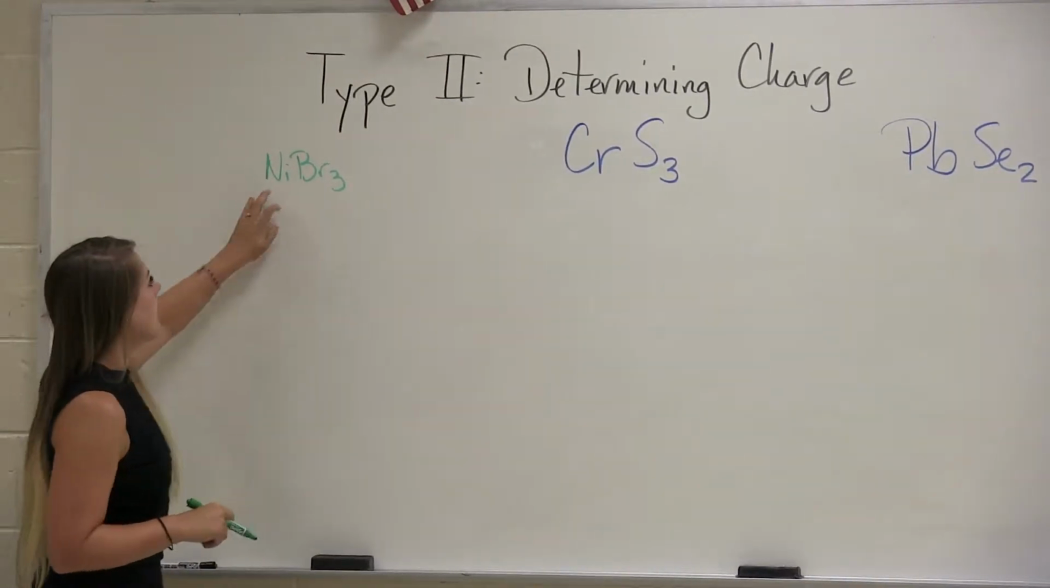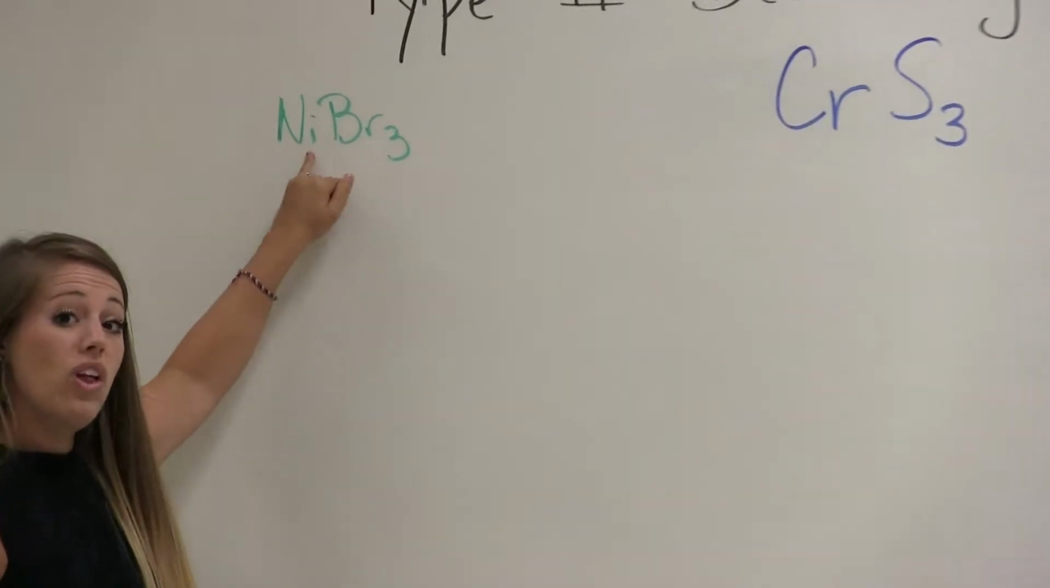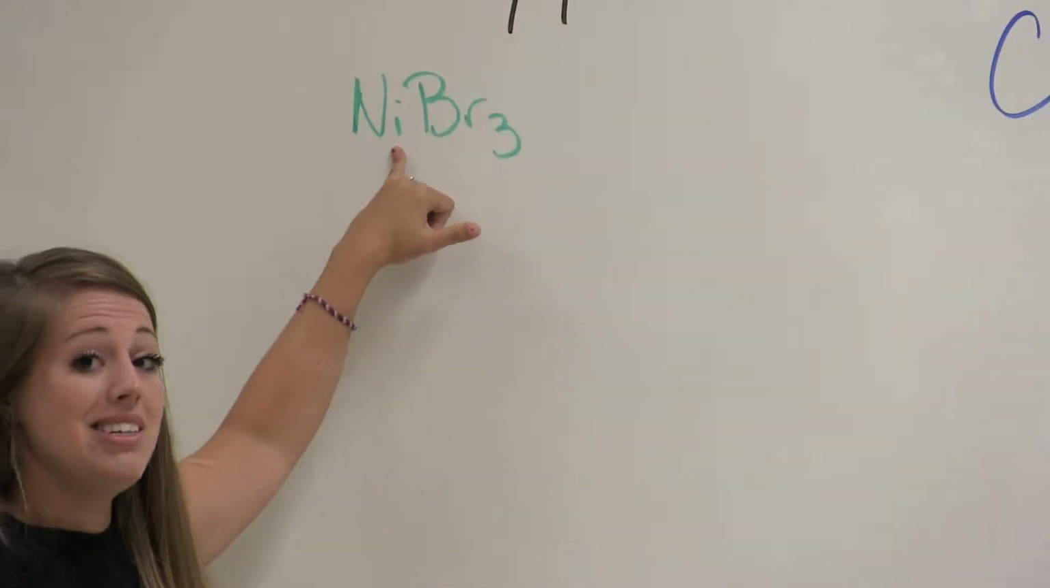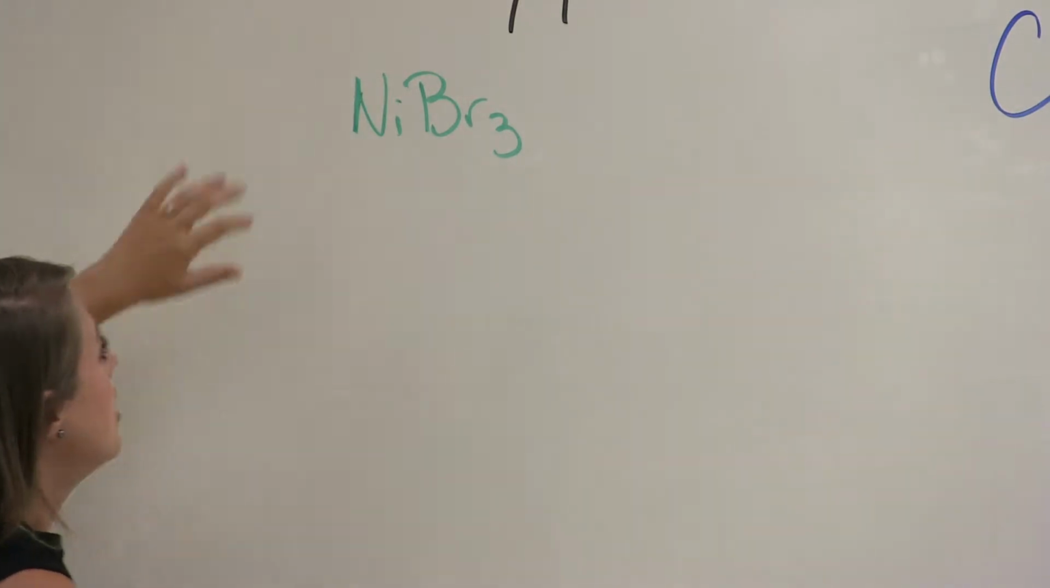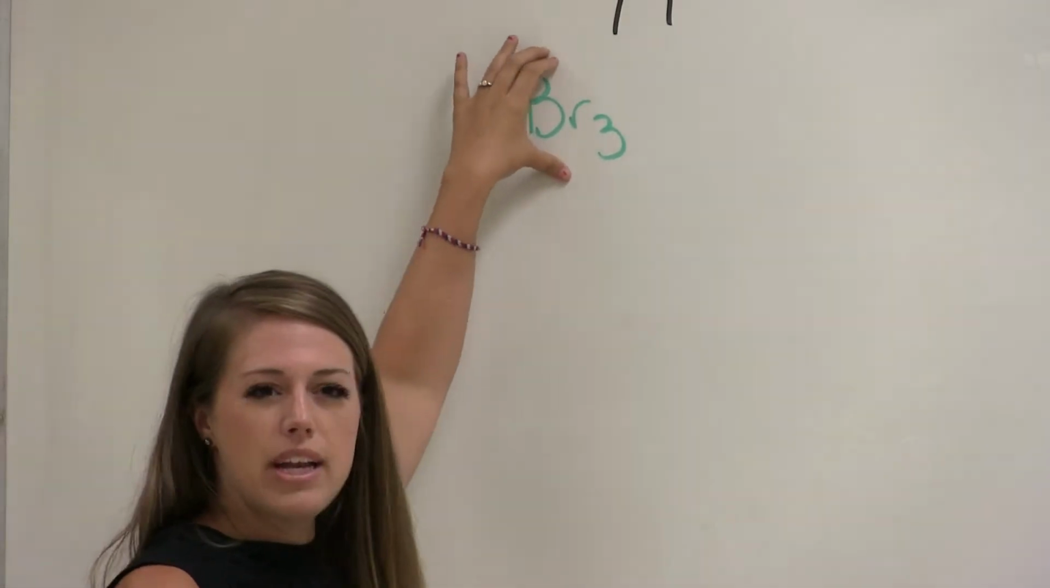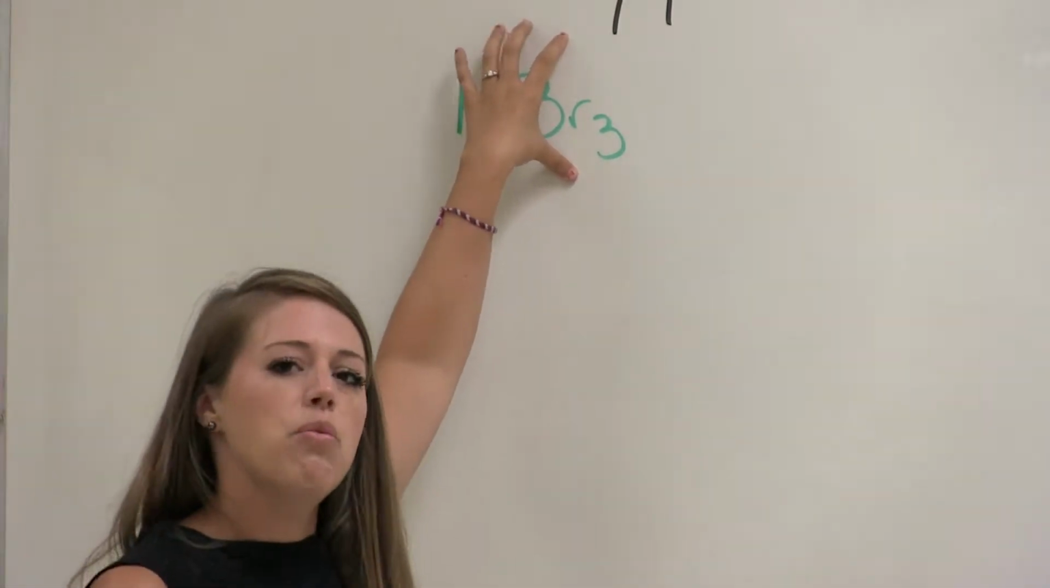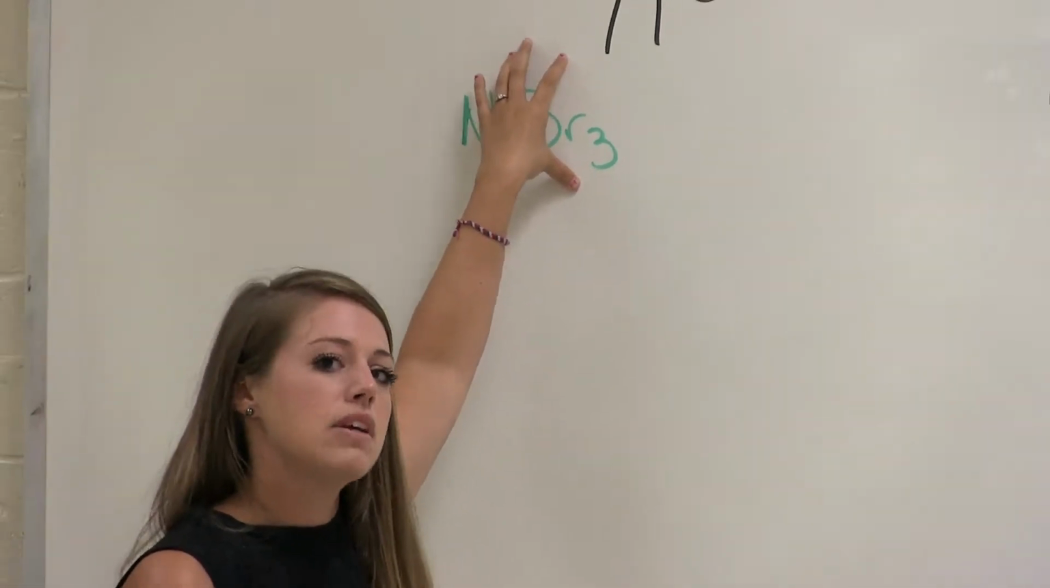So here we've got nickel bromide. Nickel is a non-fixed metal. That means it takes on very many different charges. So we need to figure out what the charge of nickel is. The way we're going to do it is we're going to use as a reference point the non-metal that we know the charge of. That means it has a fixed charge.